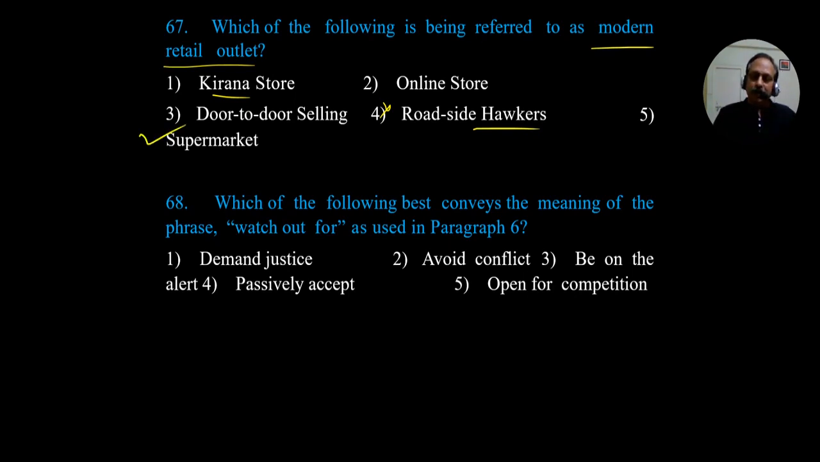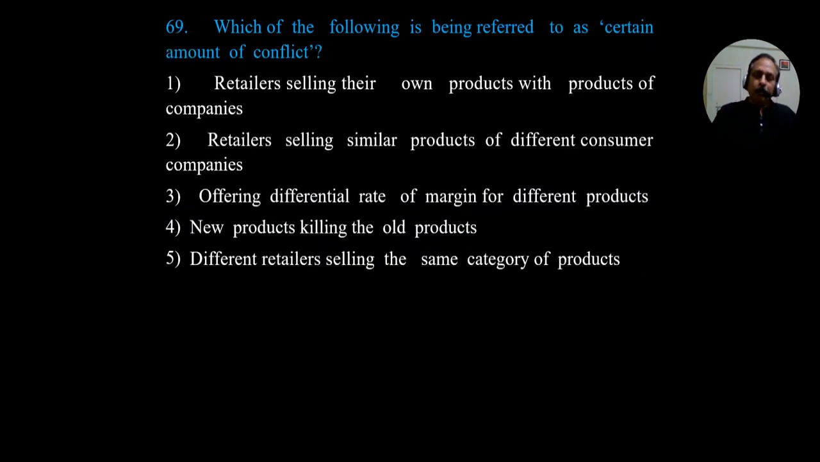Which of the following best conveys the meaning of the phrase, watch out for? Usually this goes with a danger. Someone is in danger, someone is likely to meet with an accident, or someone is going to get hit by someone. Then we say, watch out. Watch out means what? Look, be careful. And demand justice? No. Avoid conflict? No. Be on the alert. Watch out means be alert. Passively accept? No. Open for competition? No. What is the answer? Watch out, something is coming. Watch out, a vehicle is coming. Means be alert, something is coming. For that you don't have to read the passage.